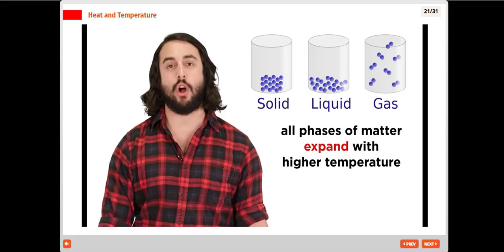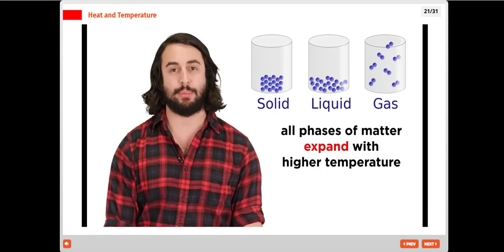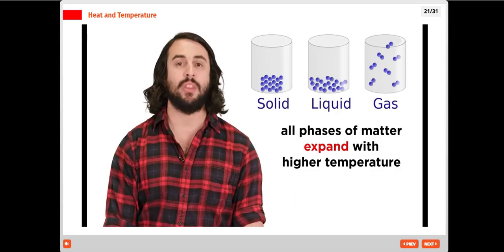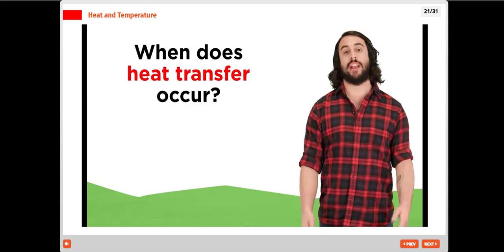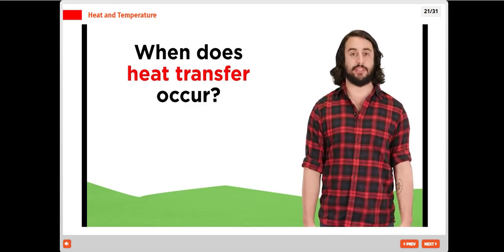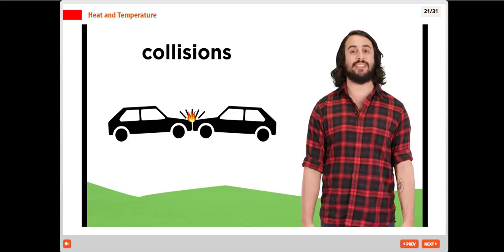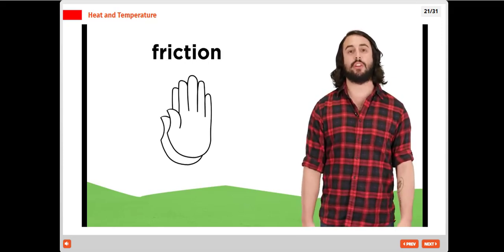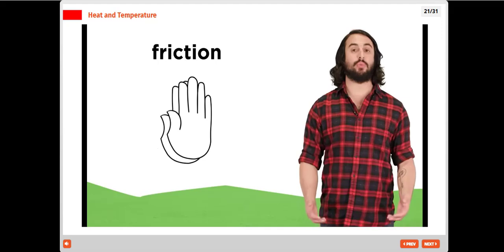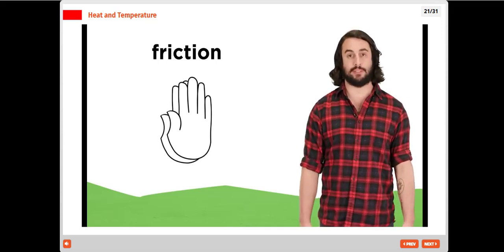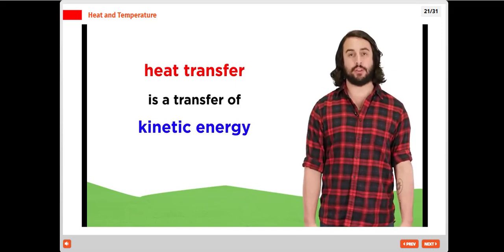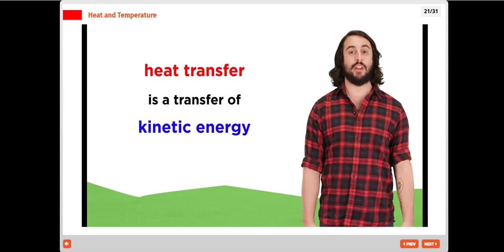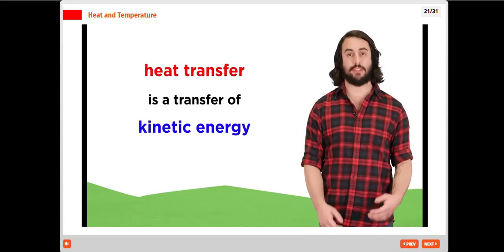We must bear in mind that all phases of matter expand with higher temperature, whether solid, liquid, or gas. This phenomenon is called thermal expansion. Energy is transferred as heat in a wide variety of processes. When a collision occurs, there is usually some heat generated. Friction can cause heat as well, which is why your hands warm up when you rub them together vigorously. In each case, we are considering the kinetic energy of the particles and the transfer of some of this energy to other particles as the definitions of heat and heat transfer.